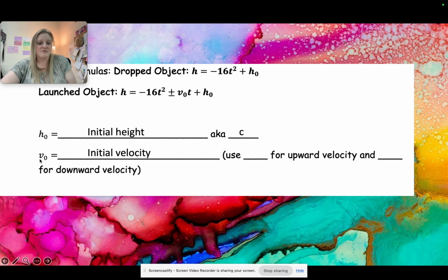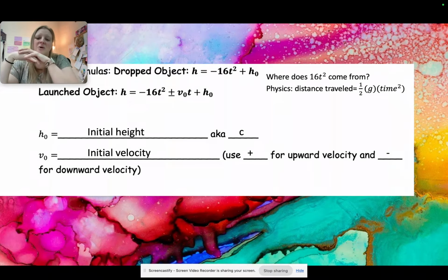All right, and then the V stands for velocity and the 0 stands for initial. So we have initial velocity, and we would use plus if the object was thrown upwards, and we would use minus if it was thrown downwards. So if it's upwards, plus; downwards, minus. But that's kind of common sense.